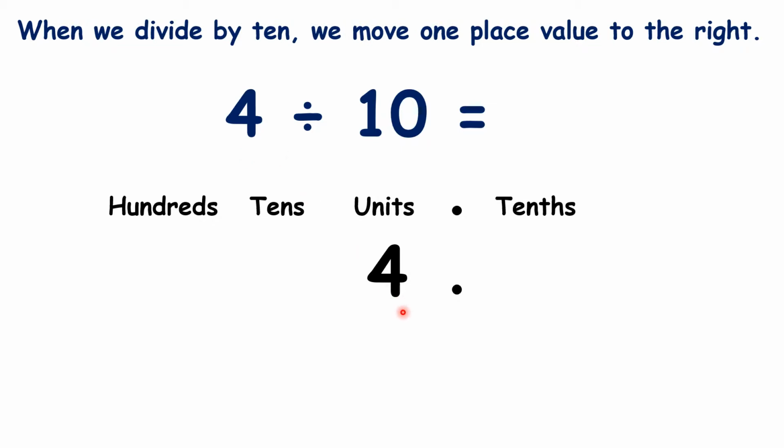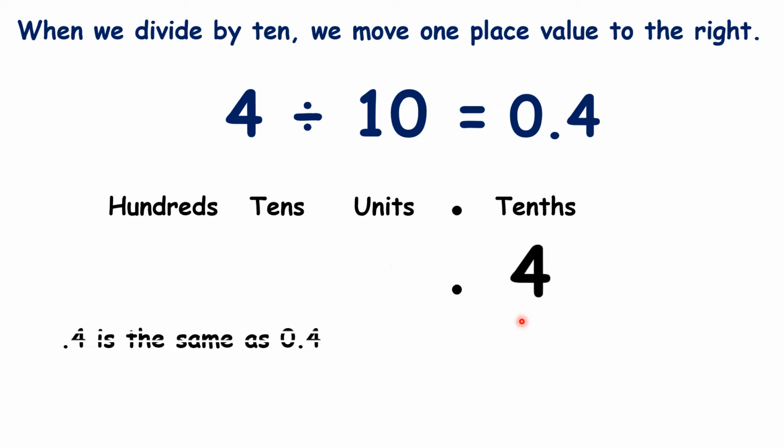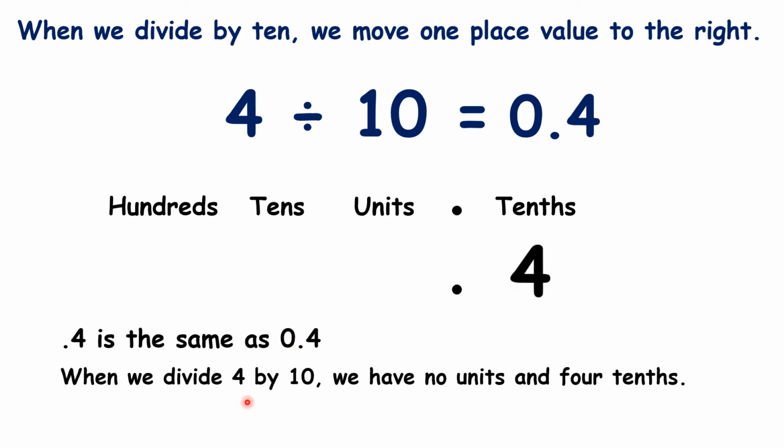Now, because we're dividing by 10, we can move our digit one place to the right. So 4 divided by 10 is 4 tenths. And because we don't have any units, we can write 4 tenths as 0.4. So when we divide 4 by 10, we have no units and 4 tenths. So if we're sharing 4 cakes between 10 people, each person would get 4 tenths of a cake.